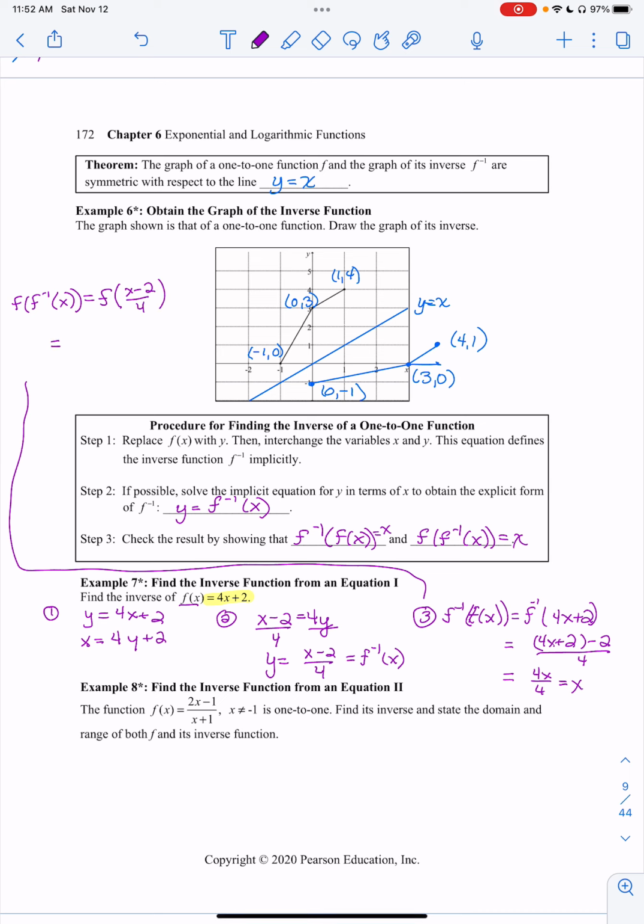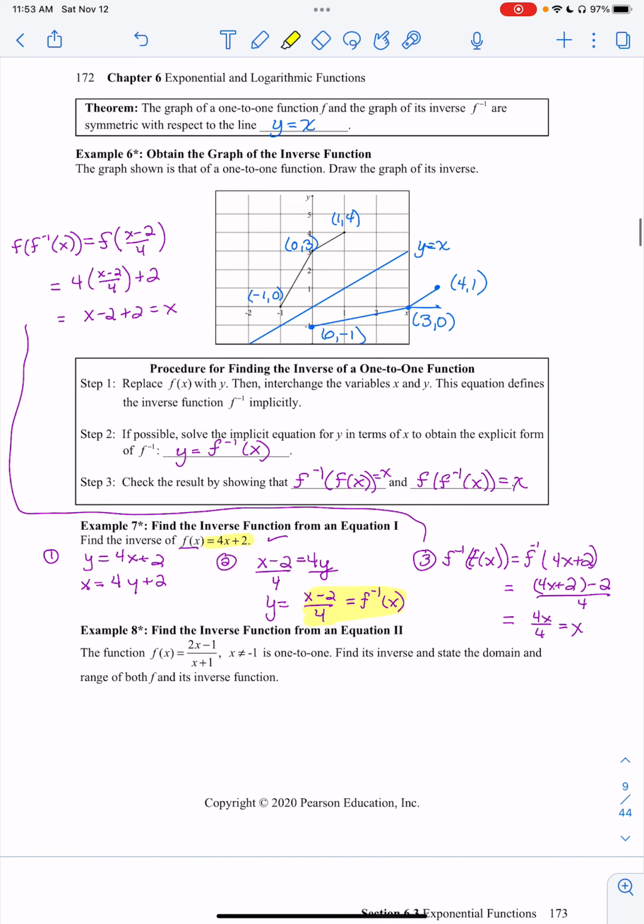If I substitute that into my original function, then I have 4 times (x minus 2) over 4, and then I'm adding 2. If I multiply, the two 4's will cancel out, so I have x minus 2 plus 2, which is going to be equal to x. So here we have this as our original function, and right here this as our inverse function.